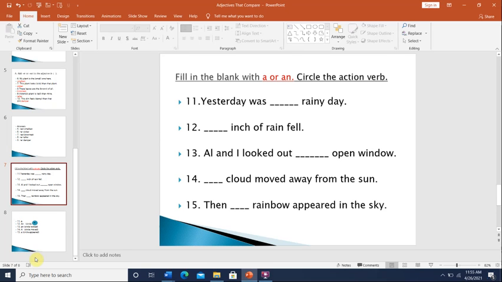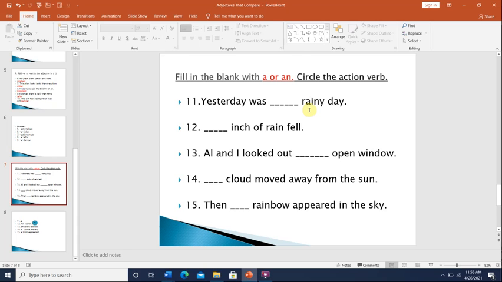Okay, number 11. Yesterday was a blank rainy day. Okay, remember we use an article. We use a when the next word begins with a consonant letter. We use an when the next word or the noun begins with a vowel. Remember, a vowel. The vowels are the letters A, E, I, O, and U.